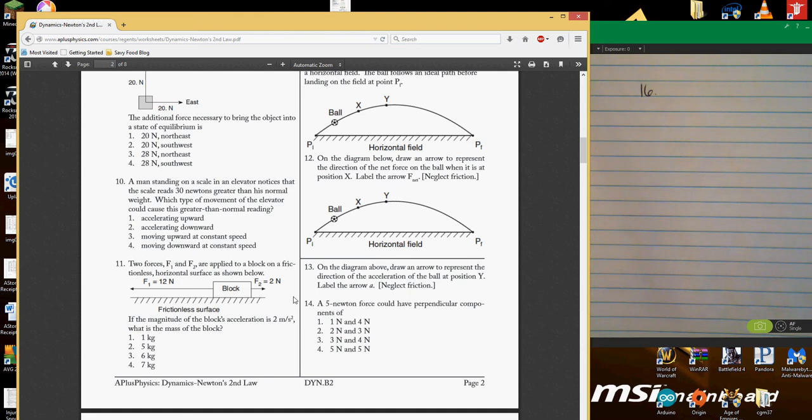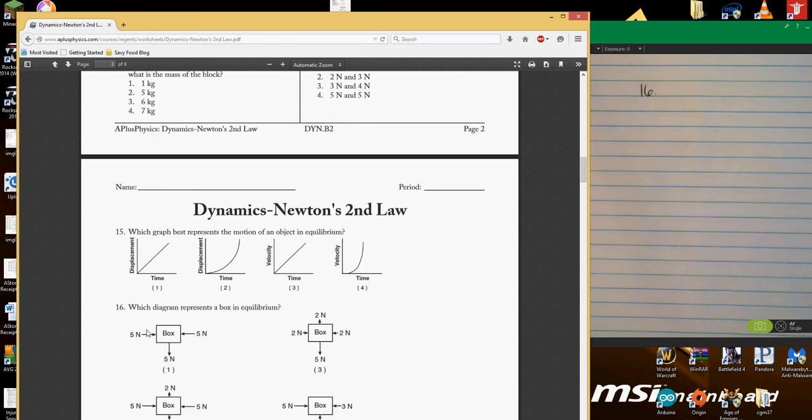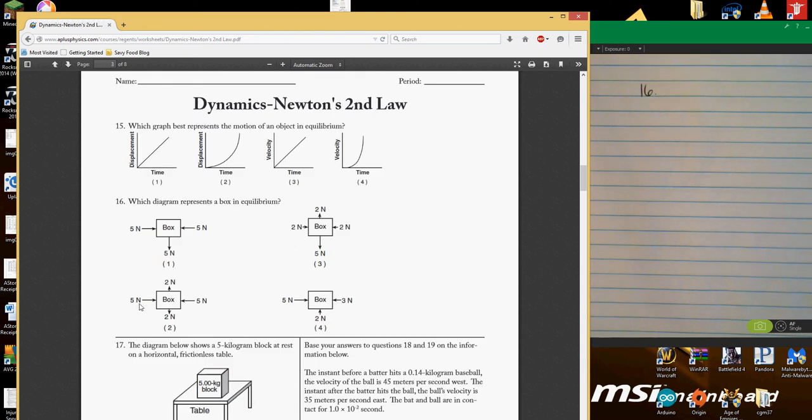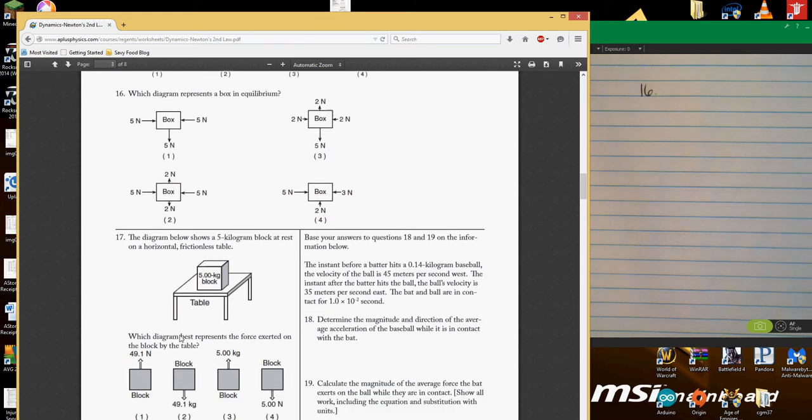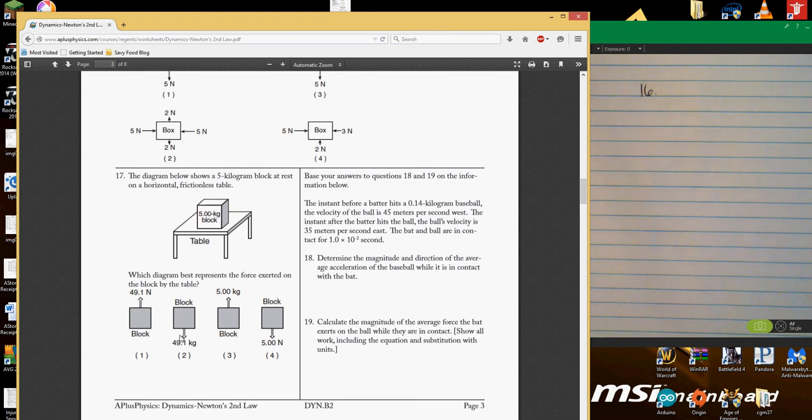So, which diagram represents the box in equilibrium? If you're looking at the box in equilibrium, we're looking at each direction. So that means we're going to have 5 and 5 and 2 and 2. The opposites of each of those are going to be in equilibrium, which means you're going to have it zeroed out. Alright, and next is question number 17.